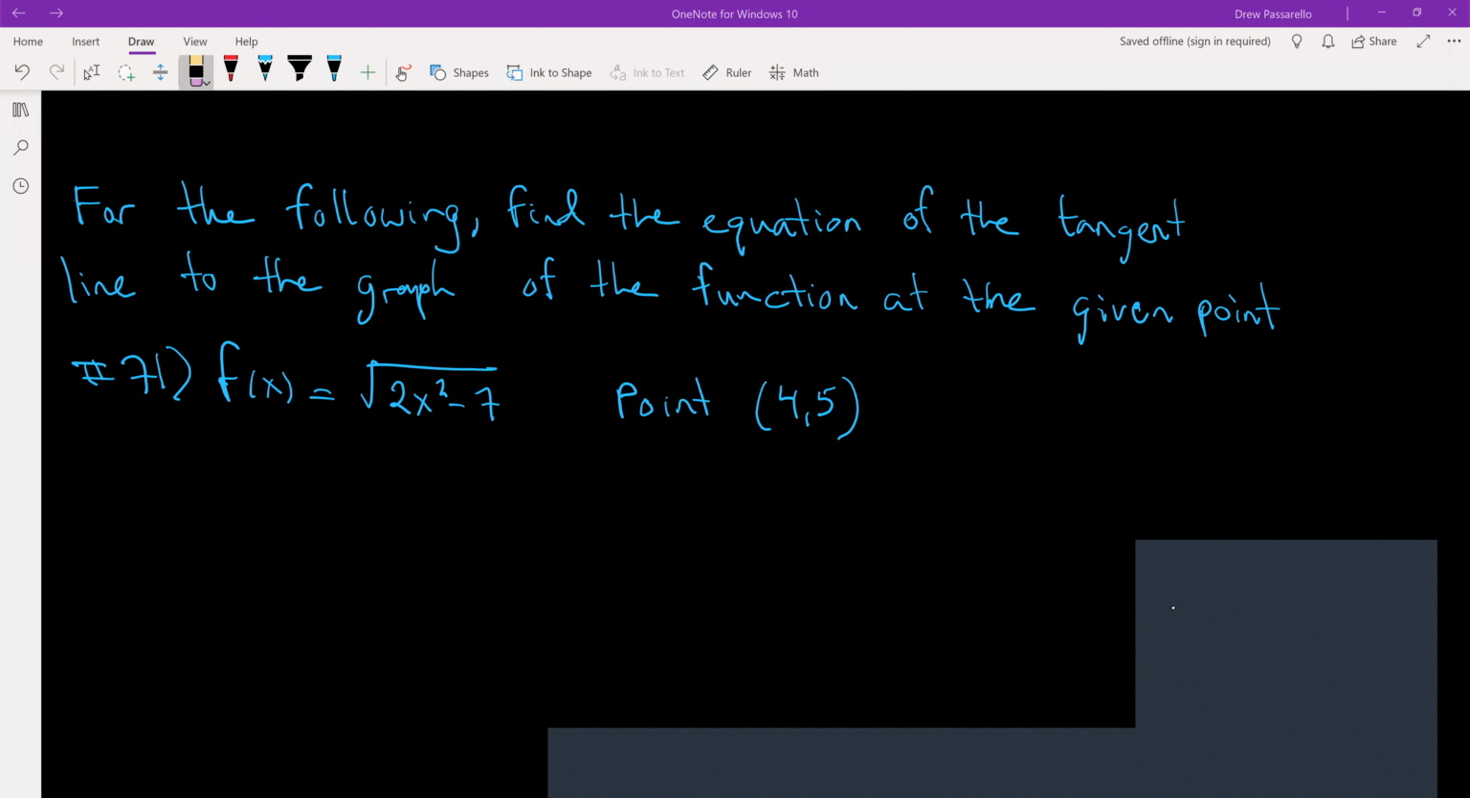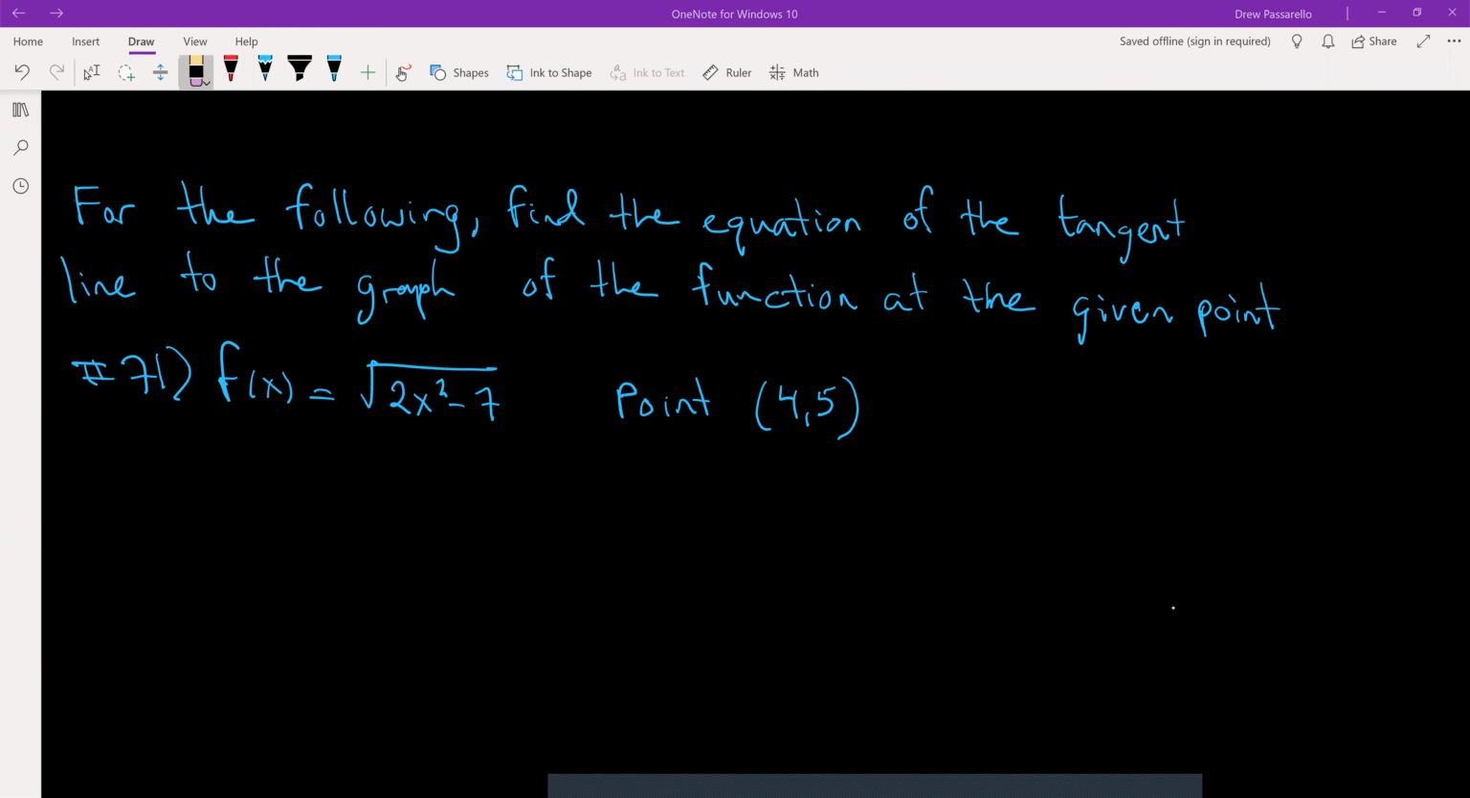All right, so this is the last example for section 2.4. For this example, number 71, we're going to find the equation of the tangent line to the graph of the function at the given point. This section is dealing with chain rule. You're going to have to use chain rule to find the derivative of this function, since I have a square root and then there's an inside function, the 2x squared minus 7.